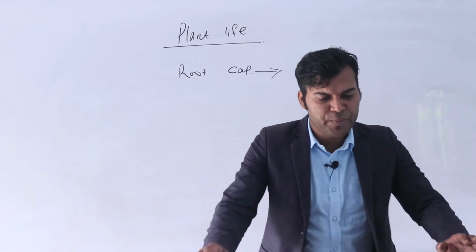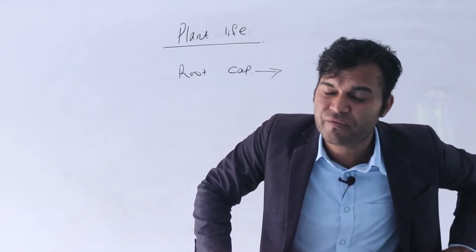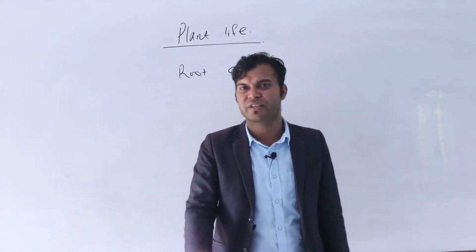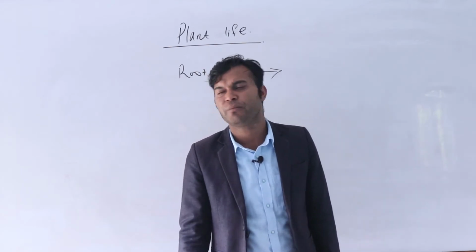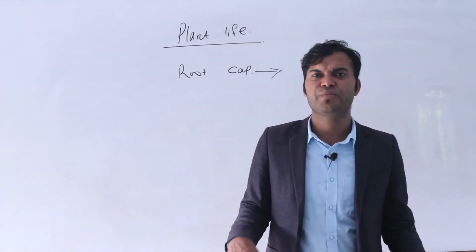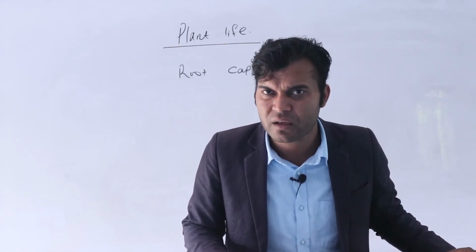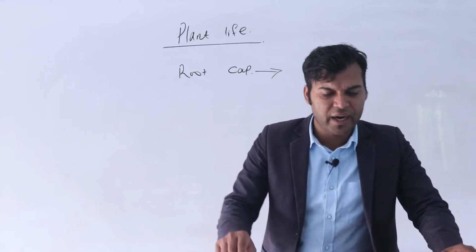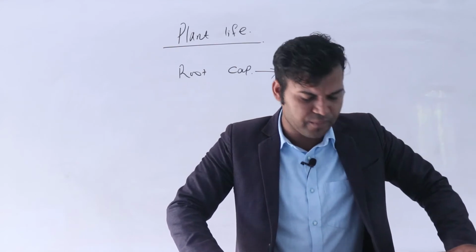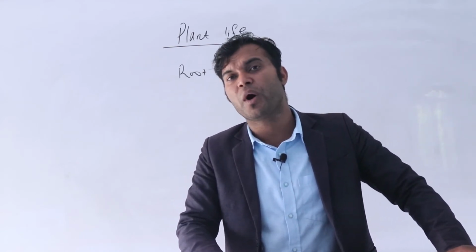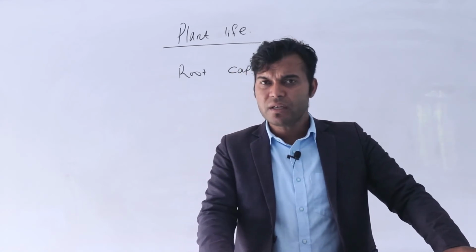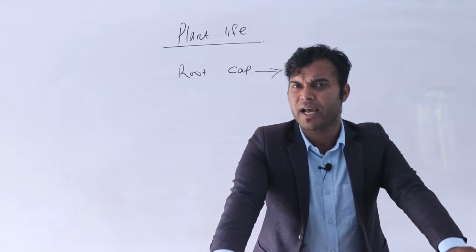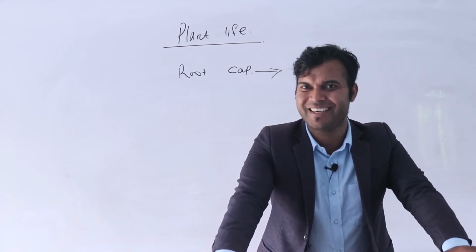Roots spear into the soil and hold the plant. The first function is to hold the plant in its place on the earth's surface. Number 2, they absorb the water, minerals and salt that the plant needs from the soil. These things are absorbed by the roots, isn't it? Okay.